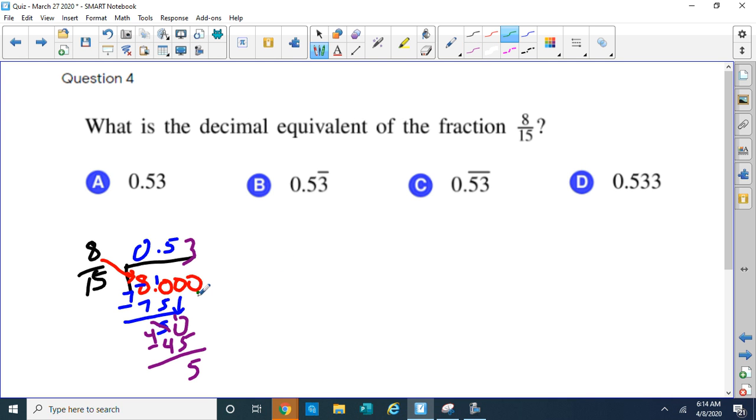And let's bring this down. And hey, got another 50. Interesting. All right, so that goes another 3 times. And that's going to be 45. I notice the 45 keeps repeating when I multiply, and I'm going to have 5 left over. So let's bring this down a little bit.